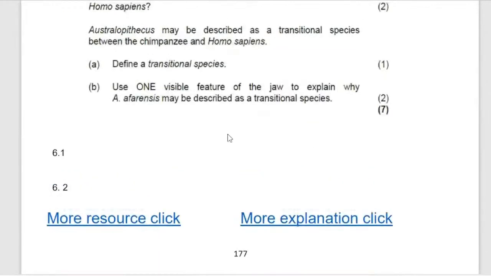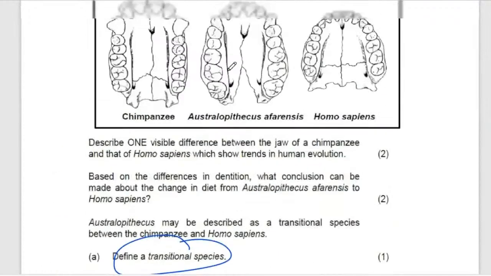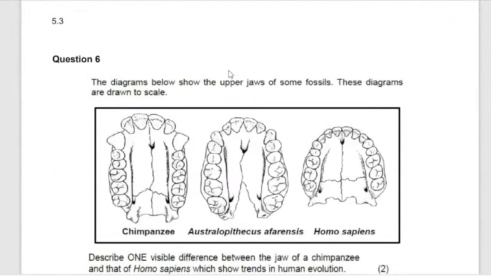What is a transitional fossil? You see, now, what shows that this is a transitional fossil? Maybe they can say that this is X, this is Y, and this is Z, and Y is a transitional fossil. Give a reason for your answer. Because it has characteristics of both this and this.